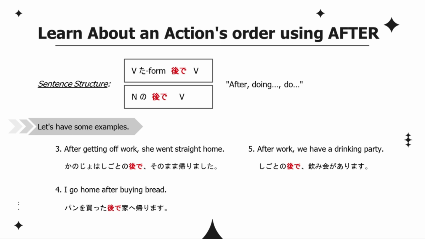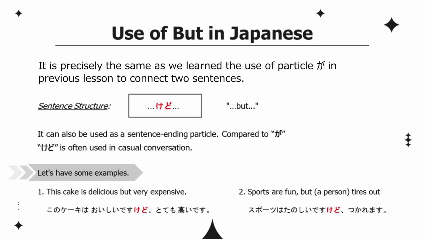3. Use of but in Japanese. As we are heading towards advanced Japanese, it's time to learn the use of but. But is precisely the same as we learned the use of particle in previous lessons to connect two sentences. For but, we use kedo. It is a conjunctive particle and represents conjunction or paradox.